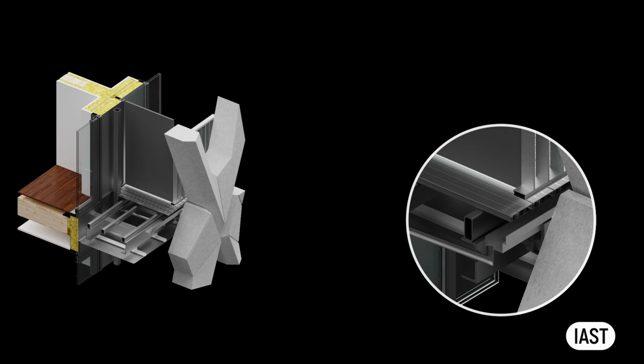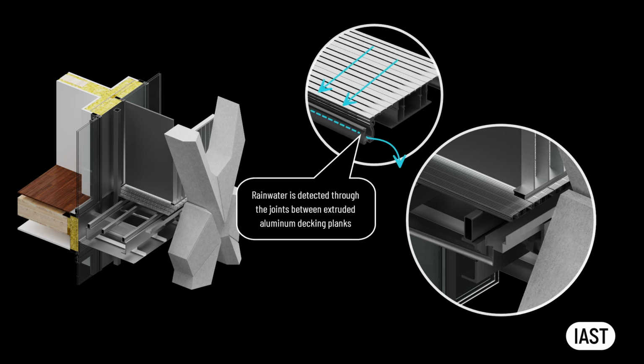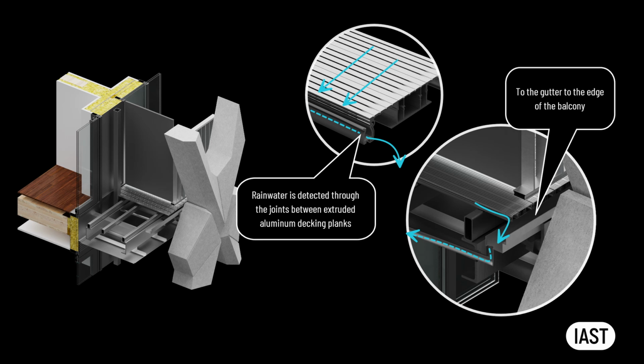In our case, we have opted for the aluminum decking system, which directs rainwater through the channels between the extruded aluminum decking planks to the gutter located at the edges of the balcony. The outlet, with an overflow mechanism, directs the water through the horizontal pipe located between the soffit and the decking to the rainwater pipe located next to the curtain wall's facade.